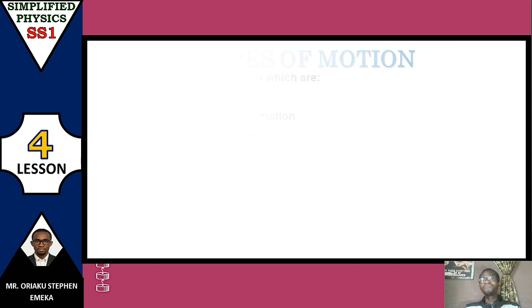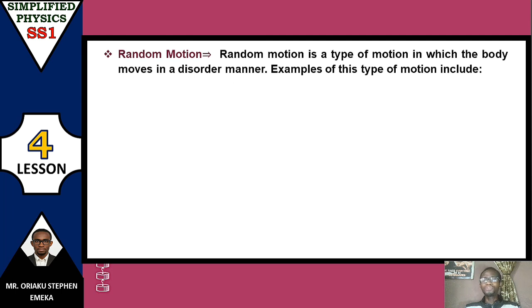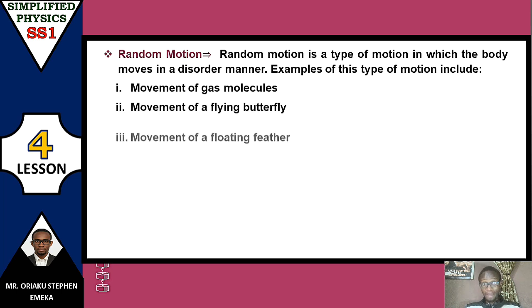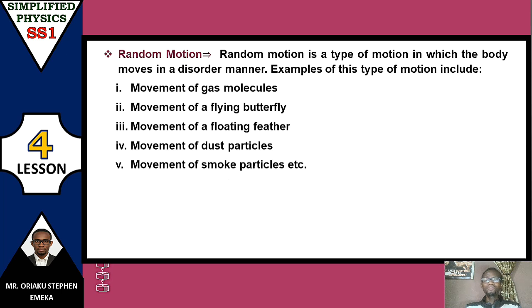So what is random motion? Like the name goes, random. Random is a type of motion whereby the body moves in a disordered manner. That is to say, the direction of the body is not definite. So the body is moving anyhow. Examples of such kind of motion: we have the movement of gas molecules, the movement of a flying butterfly, the movement of a floating feather, the movement of dust particles, movement of smoke particles, etc.